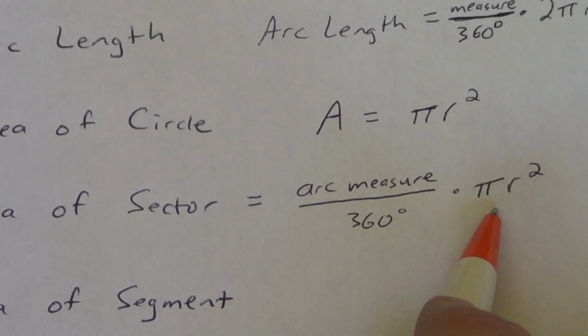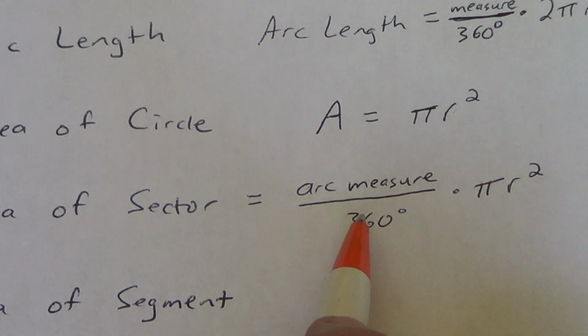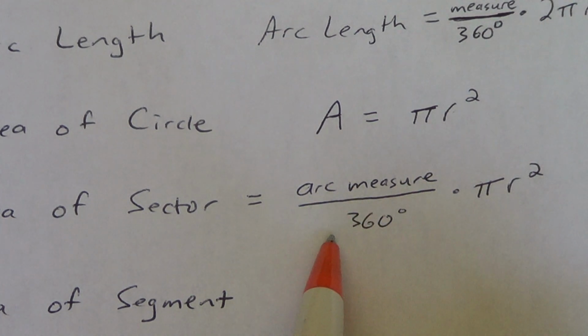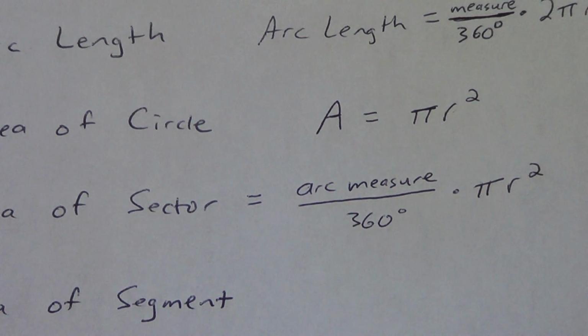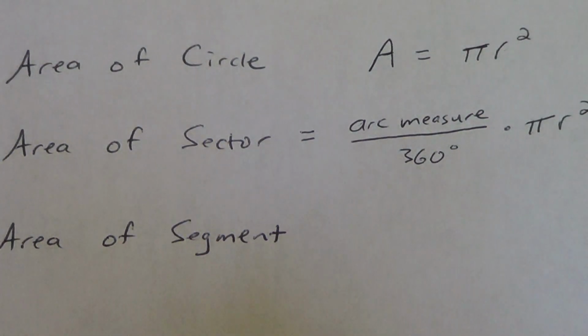Okay, it's part of the area of a circle. Part of a circle. Okay, here's the area of a circle. Of means multiply. Part, we're dealing with a fraction. So what fraction? Well, it depends on the arc measure. All right, finally, area of a segment. Okay, now you might be thinking segment.